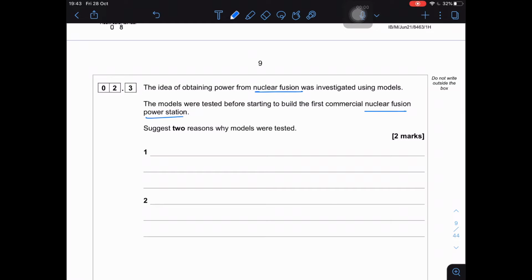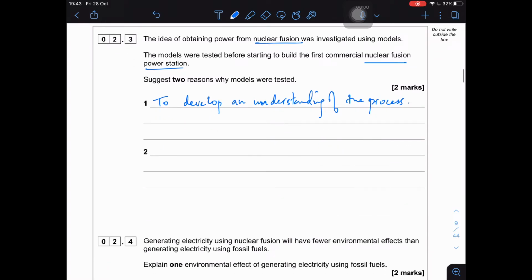Okay. So we could say to develop an understanding of the process. This is acceptable. We can also write assess safety risks. This is acceptable. If you write these two, I'll accept it.